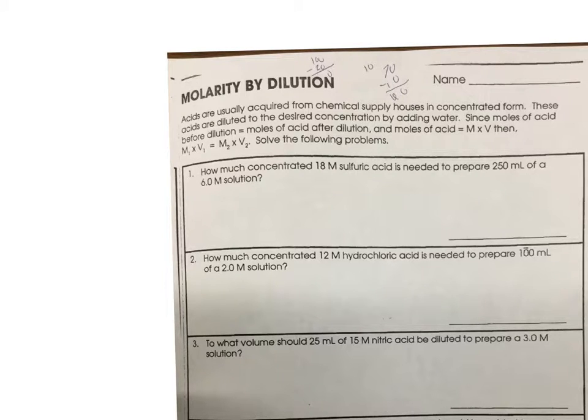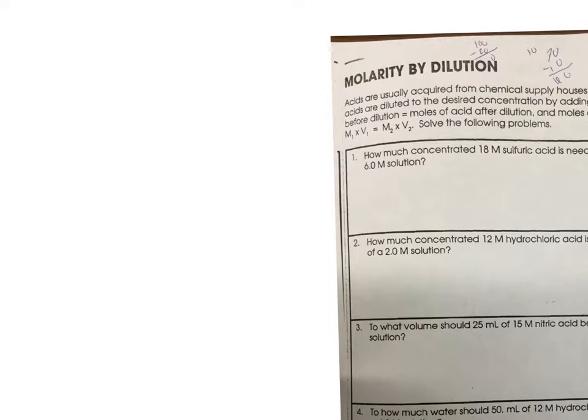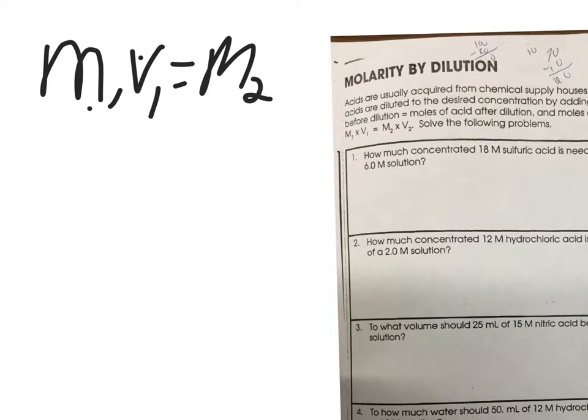Today's is an extension of what we did yesterday. Yesterday you did the molarity, or the concentration, working with solids. Now you're going to be working with liquids. Your formula that you're going to be using today is M1 V1 equals M2 V2. Okay? And this is something that we use all the time.